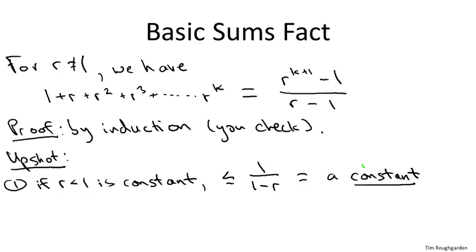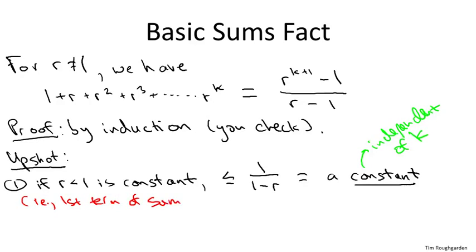Now, we're not actually going to care about this formula, 1 over 1 minus r. The point for us is just that this is a constant. And by constant, I mean independent of k, independent of how many terms we sum up. Obviously, it depends on r, the ratio, but it does not depend on k. So the way to think about this is when we sum up a bunch of terms where r is less than 1, then the very first term dominates. The first term is equal to 1, and no matter how many terms we sum up, we never grow bigger than some constant.